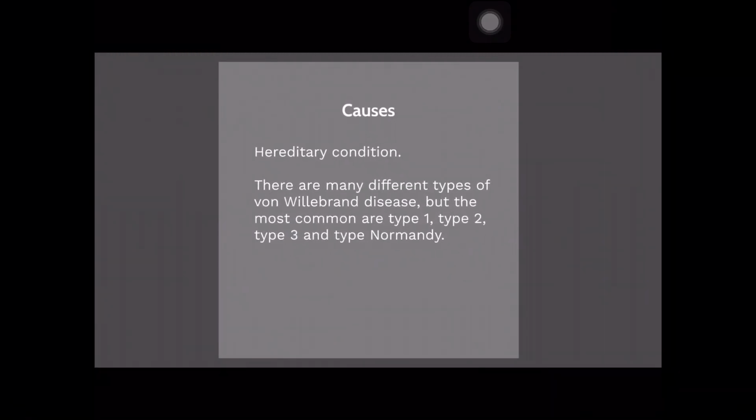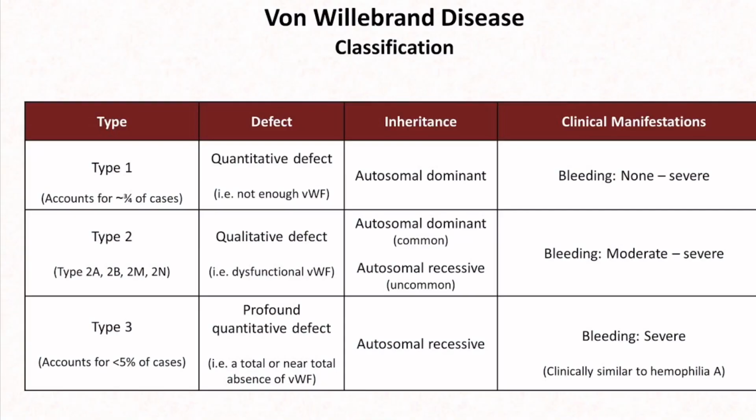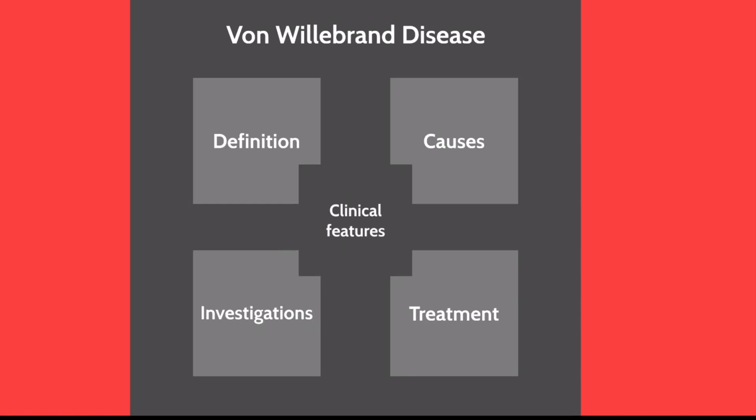Von Willebrand disease is due to a hereditary condition. There are many different mutations in the von Willebrand factor gene and many different types of von Willebrand disease such as type 1, type 2, type 3, and type normandy. The most common subtype is type 1. About 60 to 80% is usually fairly mild and it's often not diagnosed until puberty or adulthood. Next, I'll be talking about clinical features of von Willebrand disease.